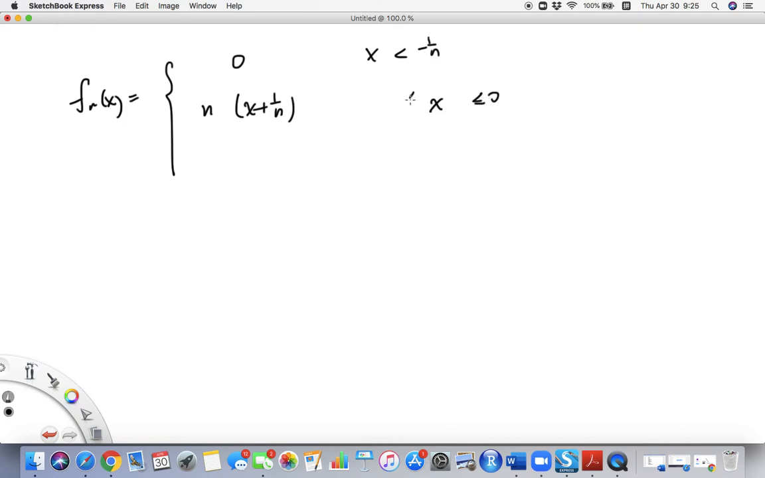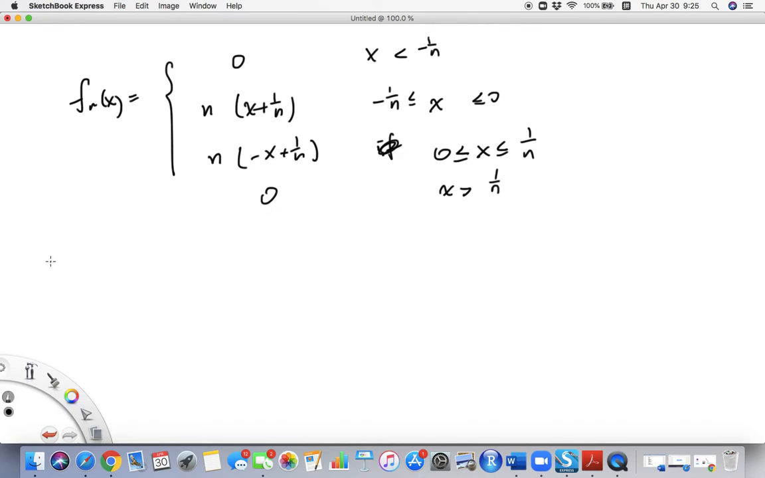Next, we have a sequence of functions. Fn is equal to 0 if x is less than minus 1 over n, is equal to n times x plus 1 over n if x is between minus 1 over n and 0. It's equal to n times minus x plus 1 over n if x is between 0 and 1 over n, and is equal to 0 if x is greater than 1 over n.